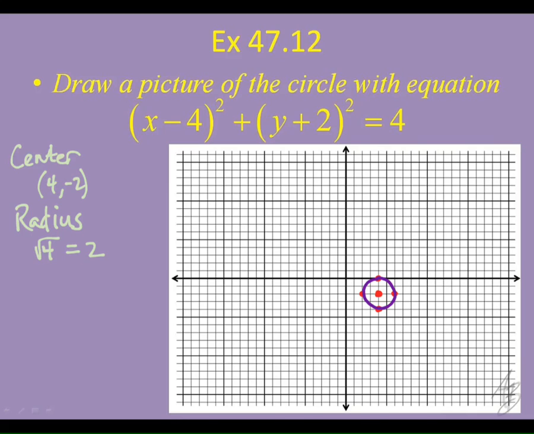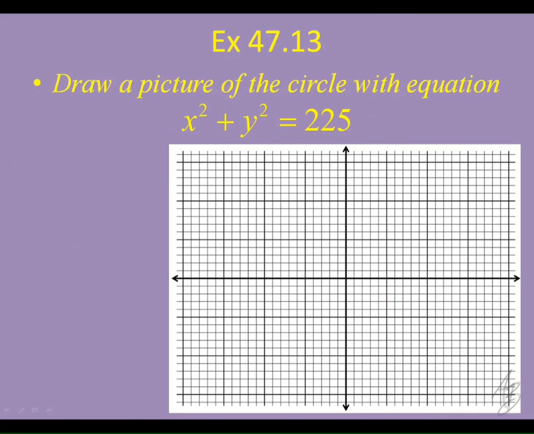All right, next example. Again, the two things that we want to get from the equation are going to be the center and the radius. What's the center of this circle going to be? 0, 0. It's going to be the origin. What's the radius of this circle going to be? 15. The square root of 225.